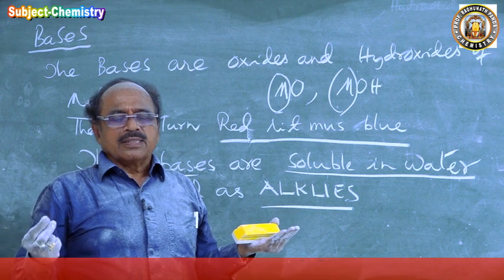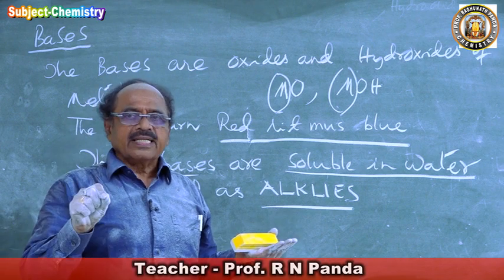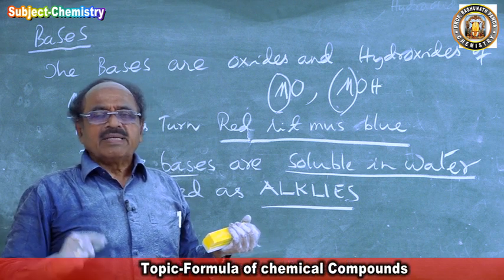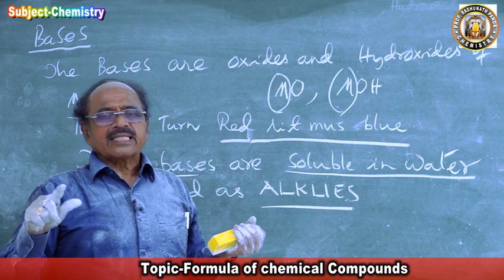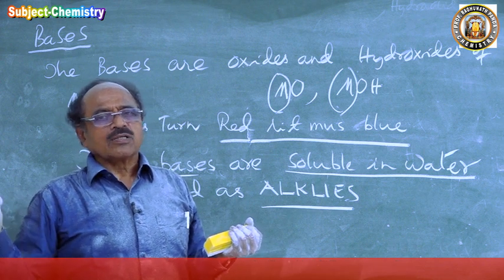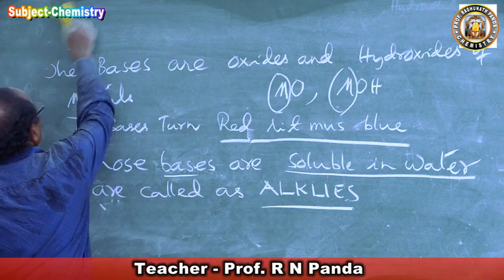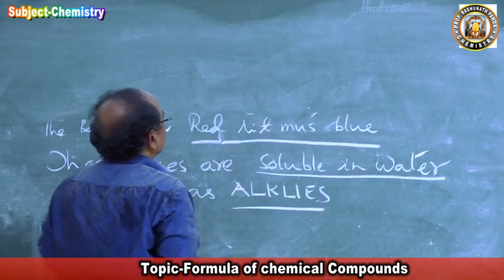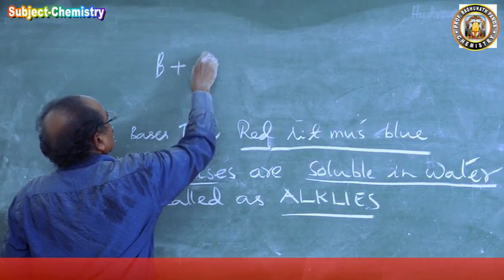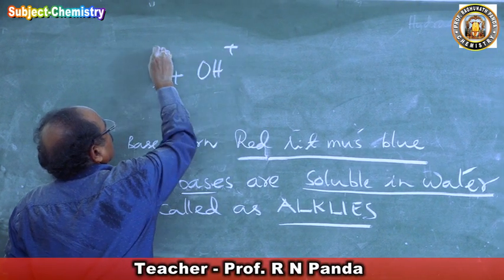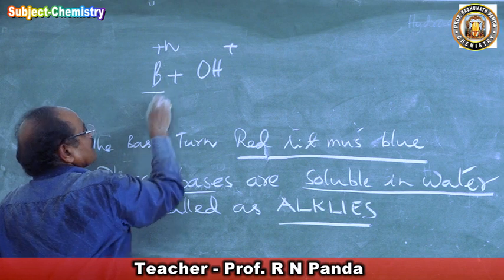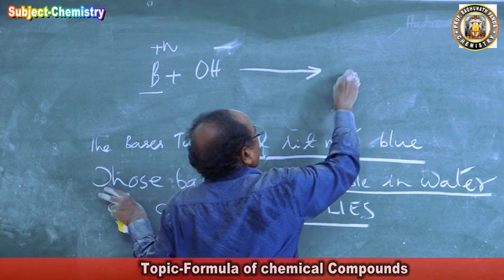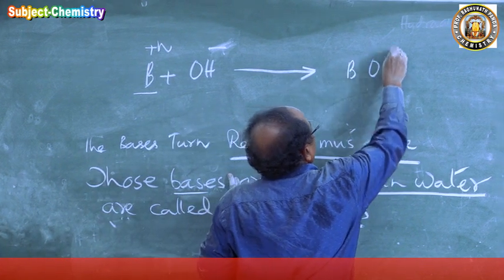So what you will do? A basic radical B plus OH minus will give us the base hydroxide. Basic radical plus O2 minus will give us the oxide, which is also a base. How to get the formula of this? B stands for the basic radical, B to the power n plus. What is the formula for hydroxide? OH minus 1. So the formula will be B(OH)n.